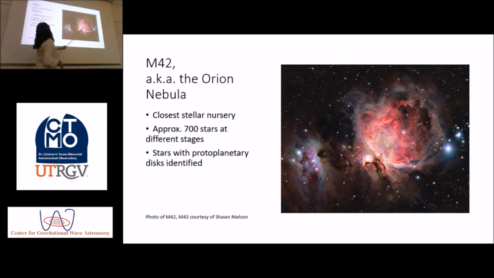This is actually M42, and right back here you see, I believe, M43. But anyway, there are approximately 700 stars that have been detected within M42, and they are all at different stages of star formation. And there have been several stars identified within M42 that have protoplanetary disks orbiting them. And so if there are protoplanetary disks, there should also be planets forming. And a few of these stars, in fact, do have planets orbiting around them.